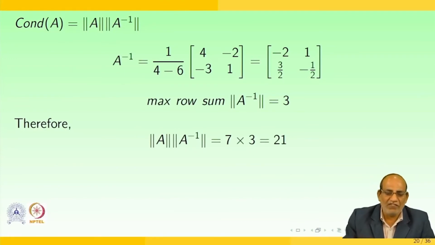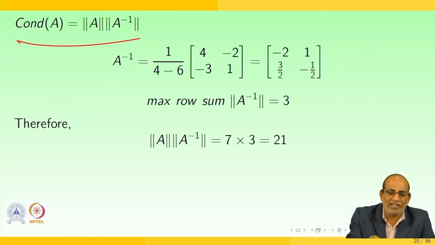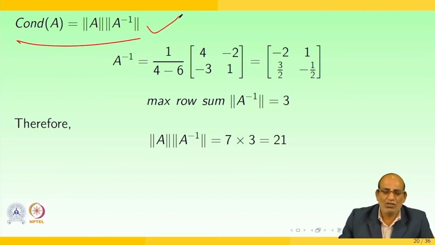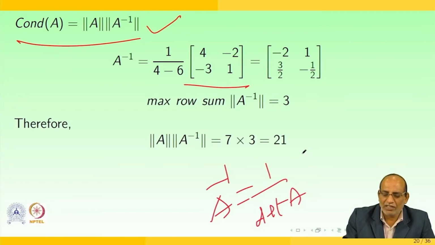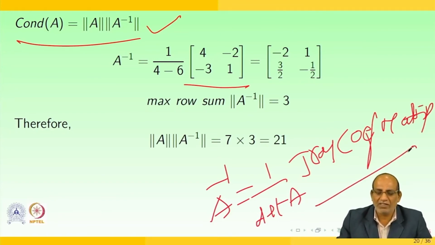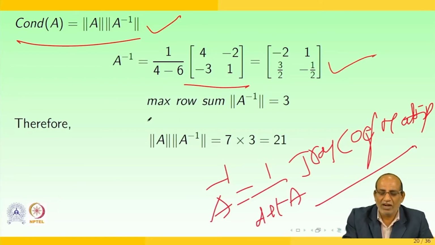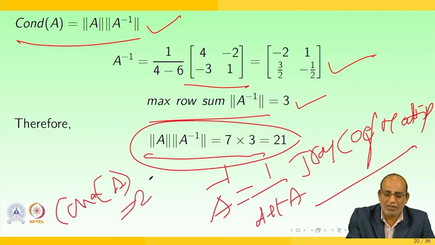Condition number. As by definition, already we spoke, the condition number is nothing but norm of A times norm of A inverse. So what is the A inverse for the matrix? A inverse, you know, is 1 by determinant of A times the transpose of the cofactor matrix. So if you have the transpose of the cofactor matrix, then you get A inverse, and the maximum row sum of A inverse is 3, and in the previous case it was 7. So 7 multiplied with 3 is 21. So the condition number is becoming 21.